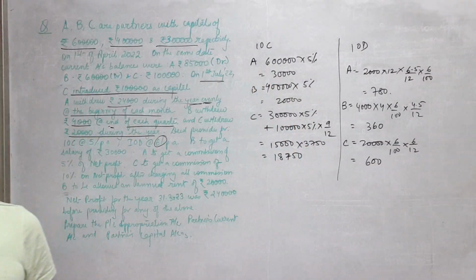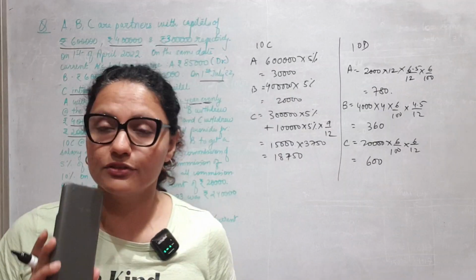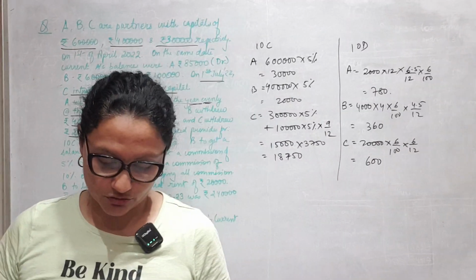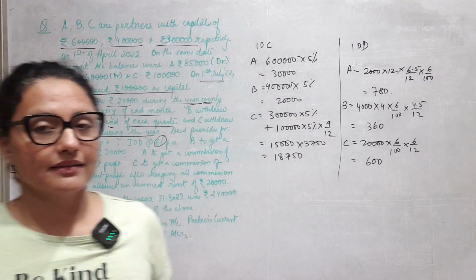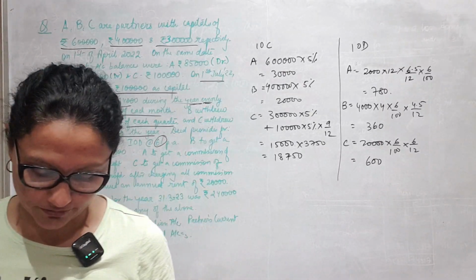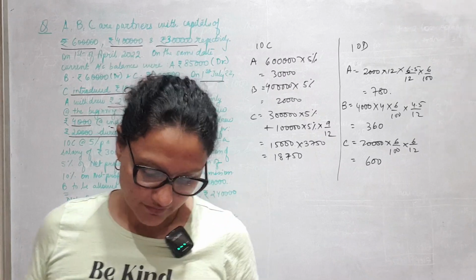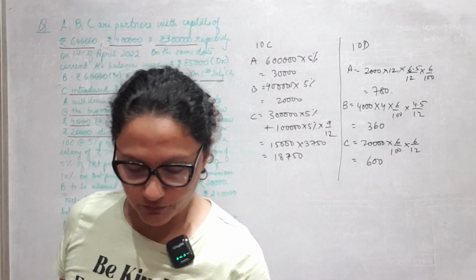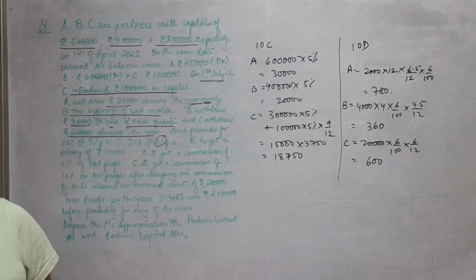Okay, and I want everyone to do your calculations on your own. Check. Don't simply blindly copy. You should get friendly using the calculator as well so that you don't make mistakes. Okay, that done. Let's come to C's commission.